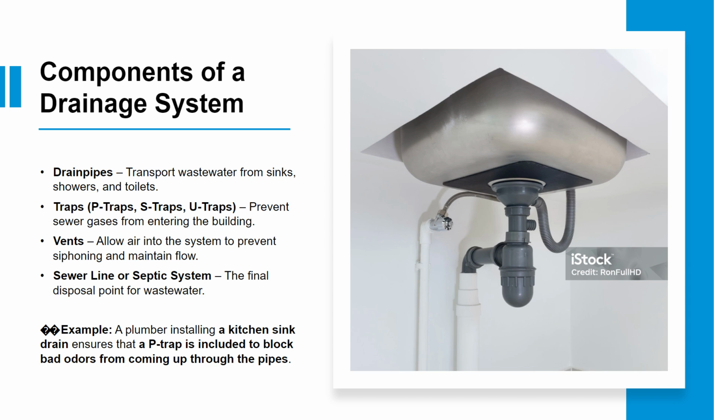5. Fittings and connectors. Elbows, T's, couplings. These allow pipes to be joined, turned, and redirected properly. Every connection must be tight, clean, and correctly aligned.